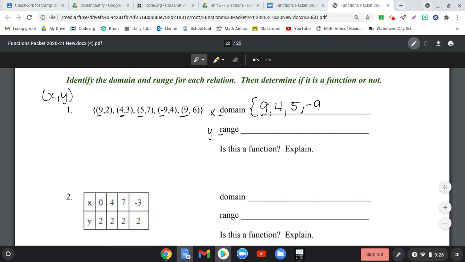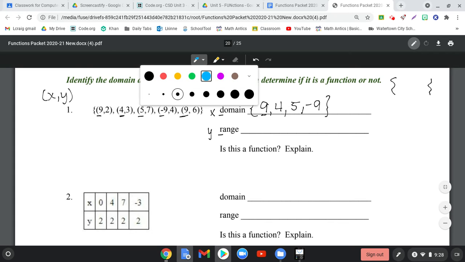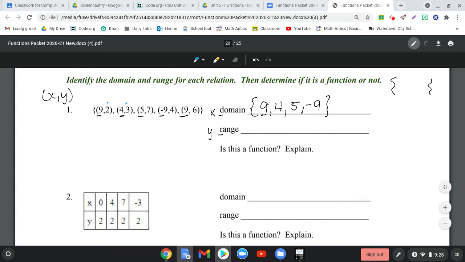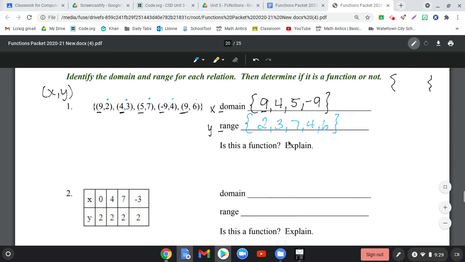When you make a list, remember, put it in brackets with commas. If you can't do the brackets, just do a couple squiggly lines at the beginning and end. All right, range is your Y values. So 2, 3, 7, 4, 6. You could put them in numerical order if you want. Sometimes they do, but it's not necessary.